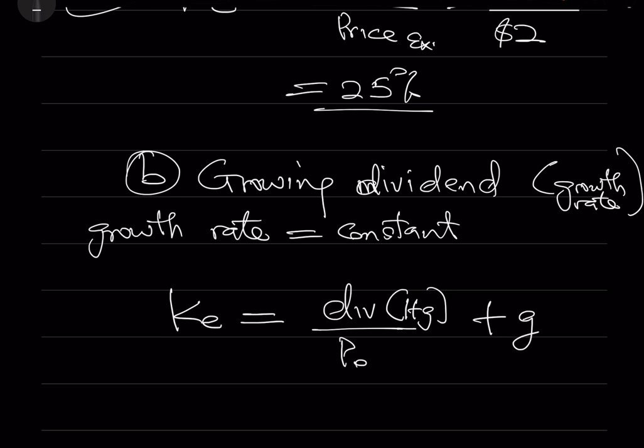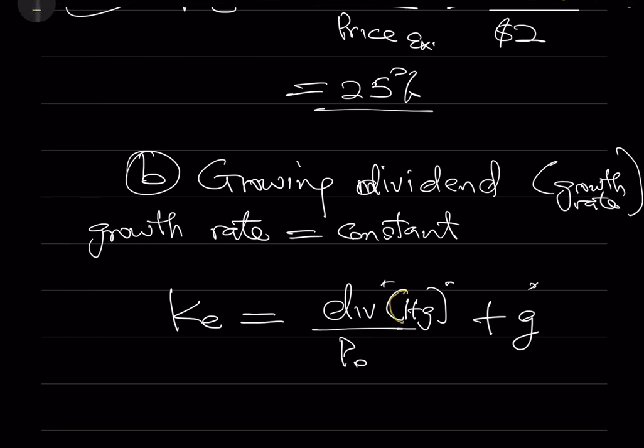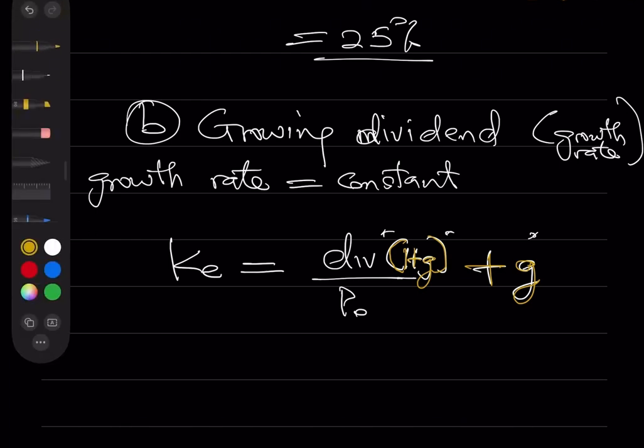So this is the formula. It's different. You can see we added this part and this part to it, so that makes it slightly different from the one we had before. Before, there is no 1 plus g, and there is no this plus g, because there is no g.